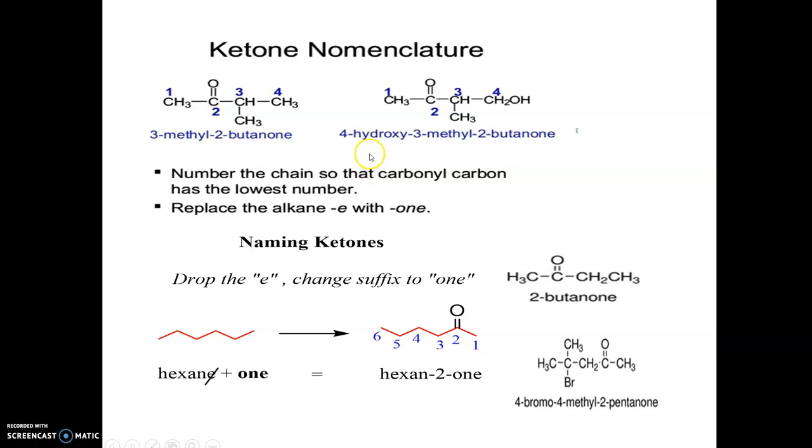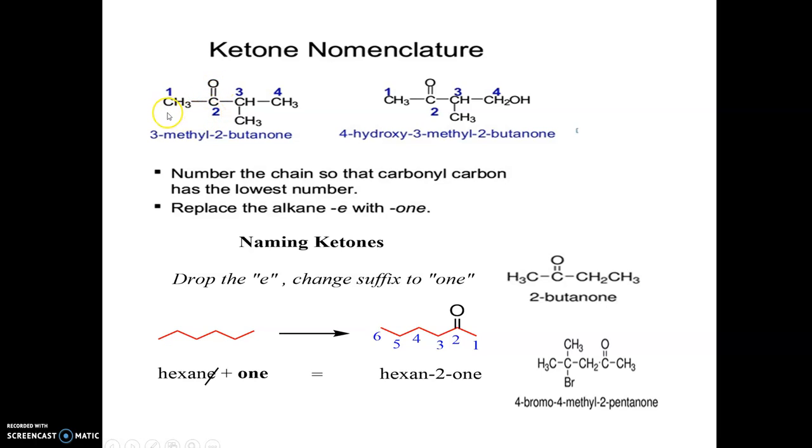Coming to the ketone nomenclature, the IUPAC rules are the same. Here, we are replacing the E with ONE. For example, here we take the parent carbon chain. So we count the number of carbon atoms. Here we have 4 carbon atoms, and hence the parent name will be butane. So E will be replaced with ONE. And next, when we give the numbering, according to the IUPAC rules, the numbering will be given so that the functional group gets the least number.